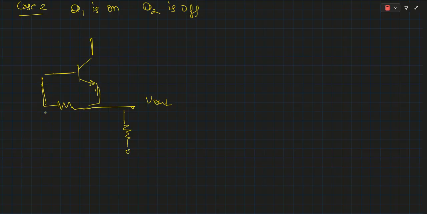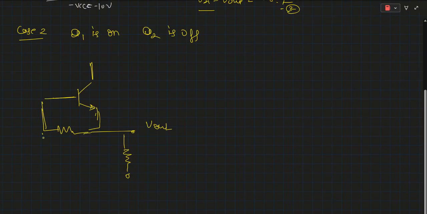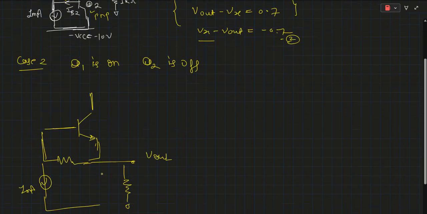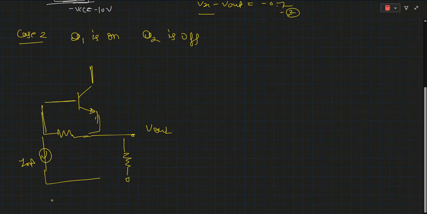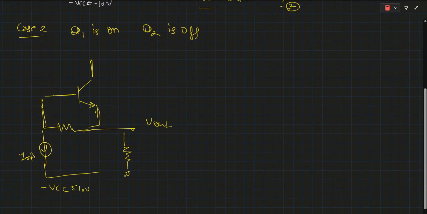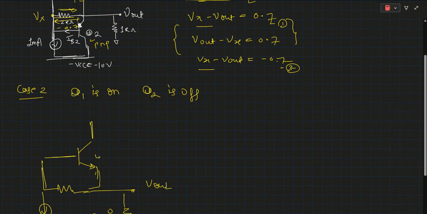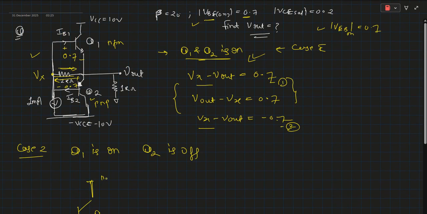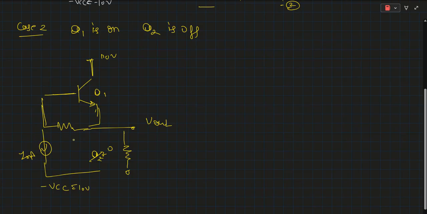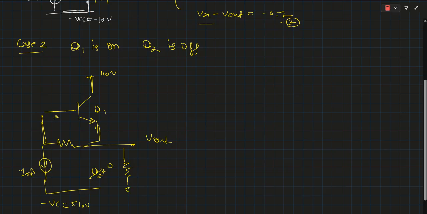and a current of 1 milliampere is sinking from this node, and this is connected to minus VCC, which is 10 volt. We are not showing the Q2 transistor, as Q2 is off, and this is Q1. If Q1 is on, this is plus, this is minus 0.7 volt. Now our current will flow in this direction.